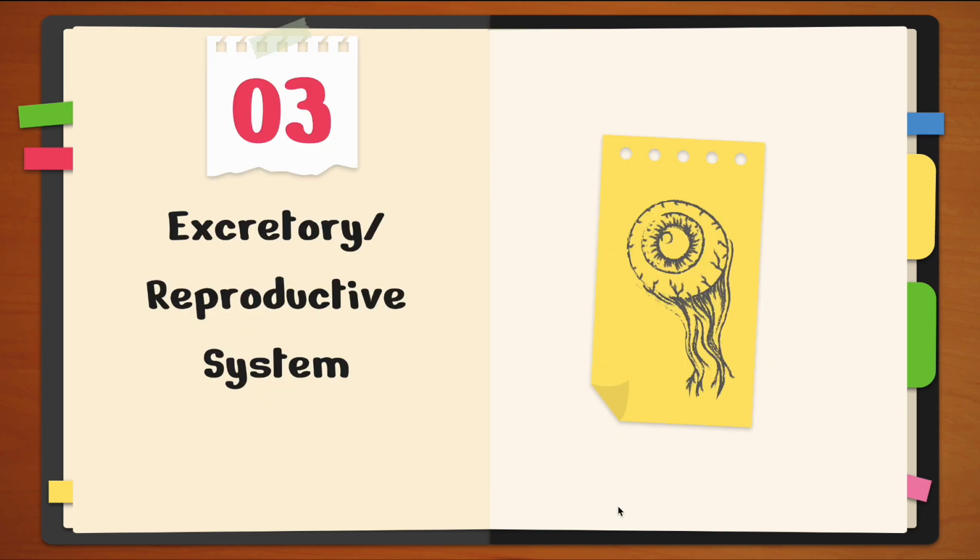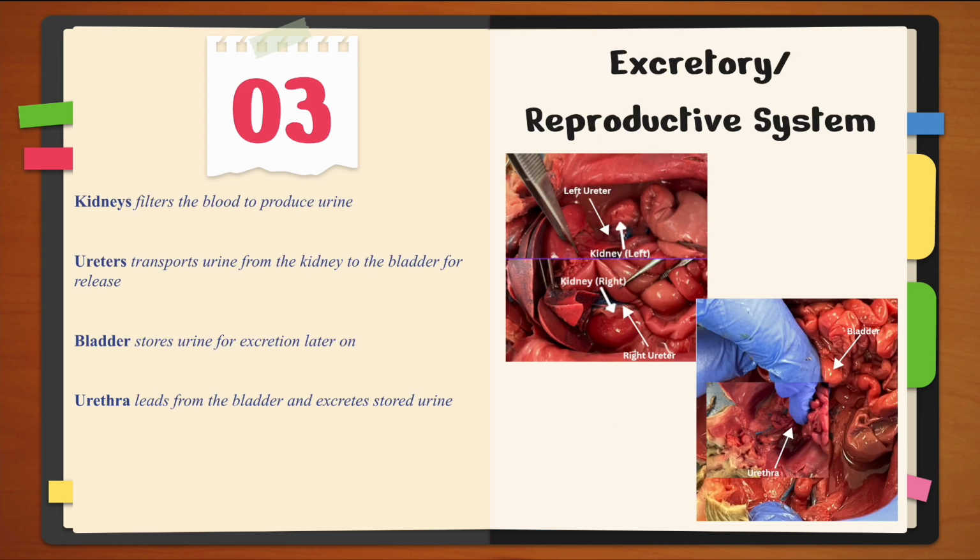The next systems that we will be going over are the excretory and reproductive systems. First of all, with the excretory system in a rat, one of the first organs we look at are the kidneys, which filter waste from blood, regulate fluids, and produce urine. Then we have the ureters, which lead out from the kidneys and transport urine to the bladder via muscular contractions. The bladder stores urine temporarily before excretion, and then the urine eventually exits through the urethra.